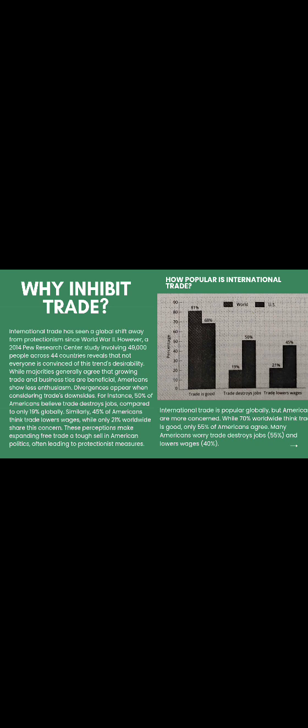US trade is less popular compared to the rest of the world. About 55 to 68% of Americans think trade is good. Because of this concern, Americans are more conscious about free trade. Worldwide, many countries welcome imported products like phones, cars, and food because they are cheaper and improve quality of life. In the US, some workers fear losing factory jobs to other countries, so they support limiting imports.